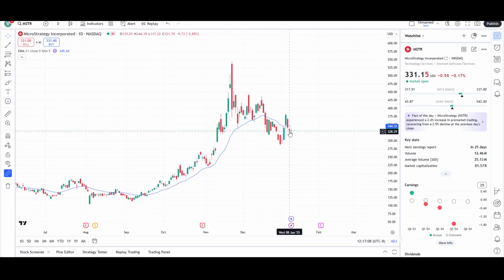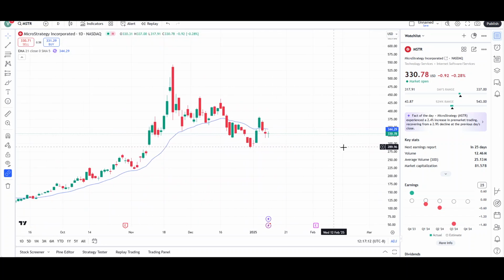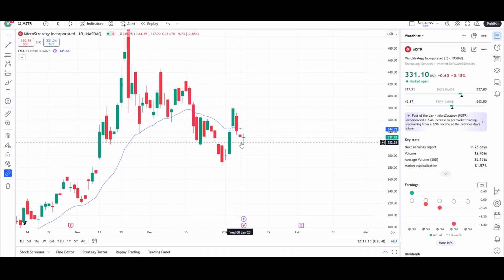So let's take a look at the daily chart. What's happening? Well, some indecision going on today, carrying over from Wednesday's price action. You can see that's a very similar type of bar. This is known as a doji. A doji is basically a cross.